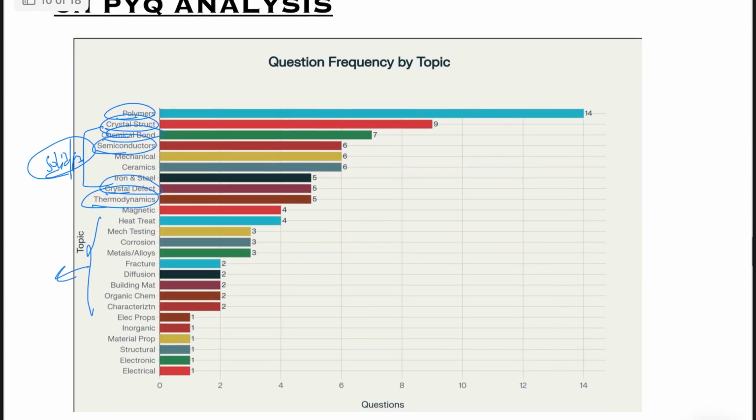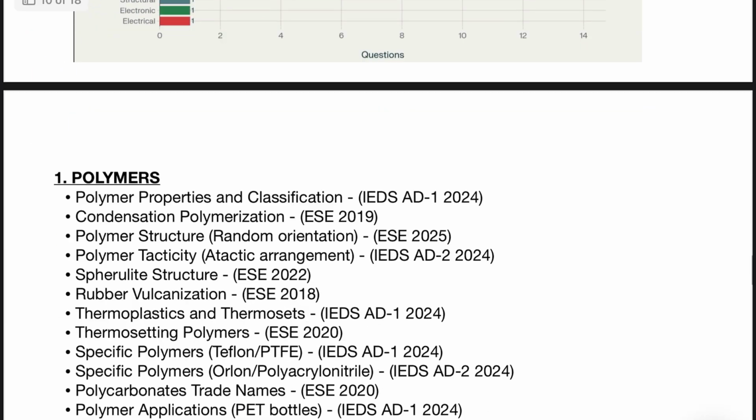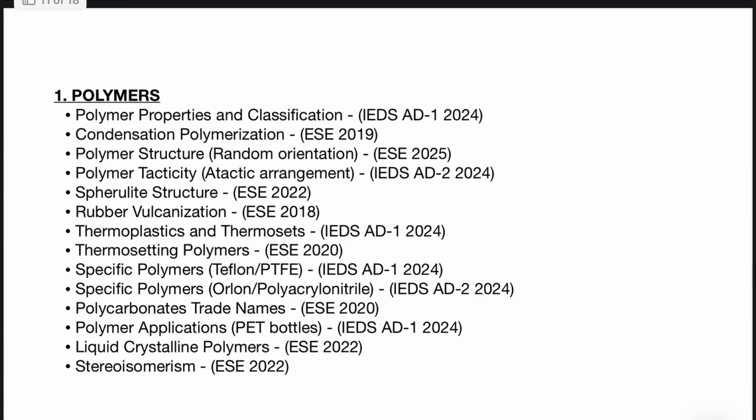Yeah, coming to the topic-wise analysis. All this information is based on PYQs. So if you are starting your preparation, especially in material science, my suggestion is to first cover those topics where PYQs have been asked, then go for other topics. In this way, you'll be able to save time and stress more on important topics. So coming to the first important chapter, polymers.